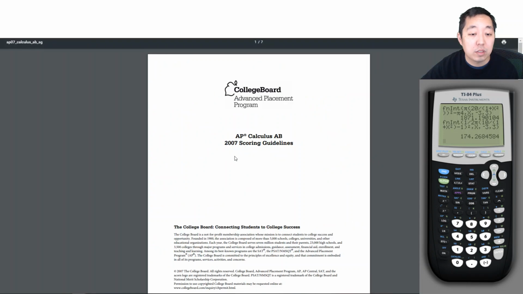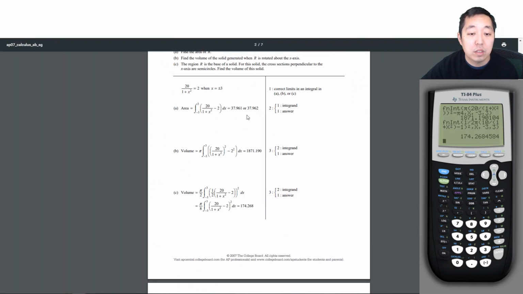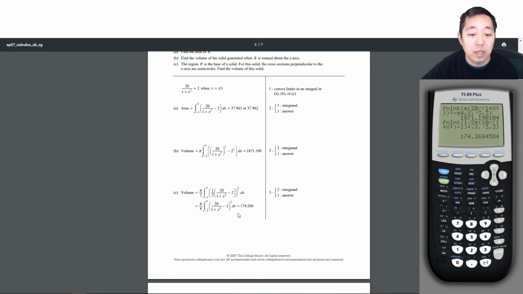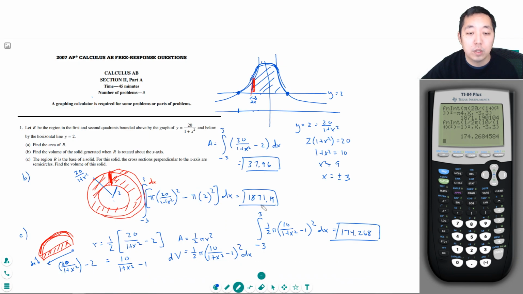Okay. Let's check if that looks right. 37.96 for part A, 1871.190 for part B, and 174.268 for part C.